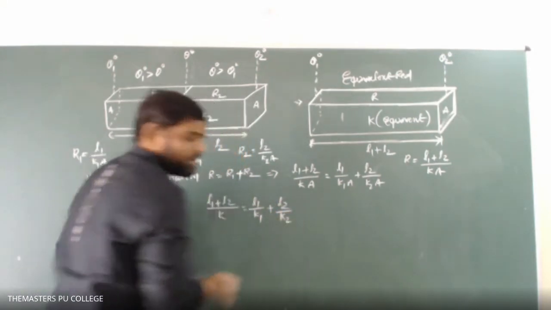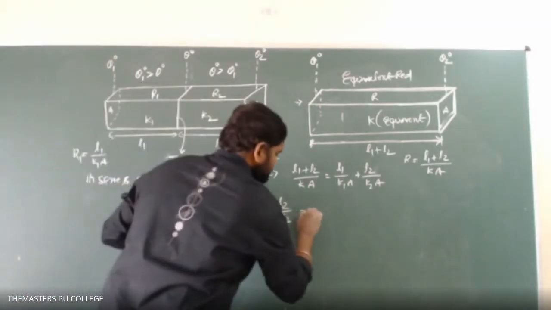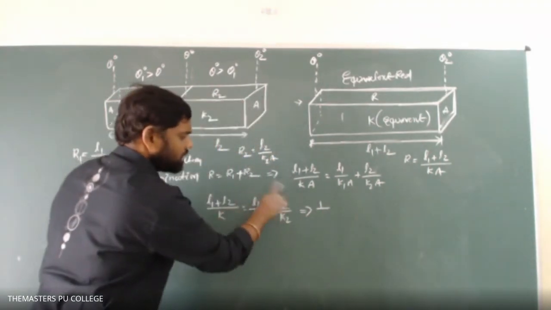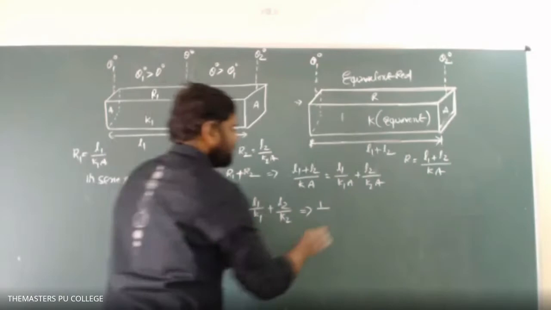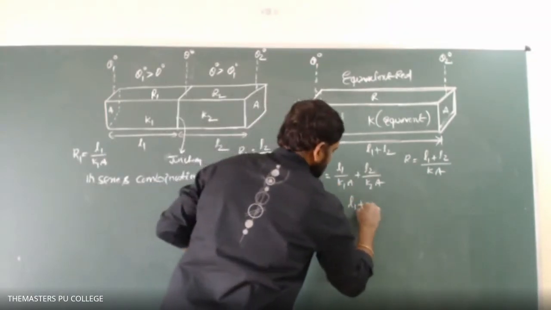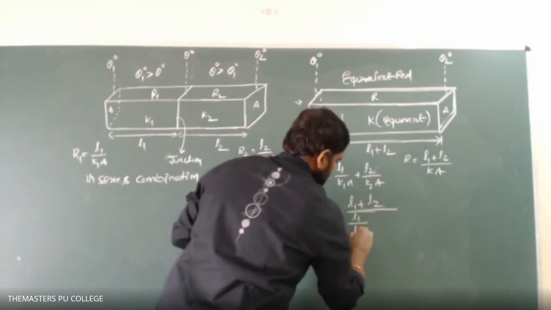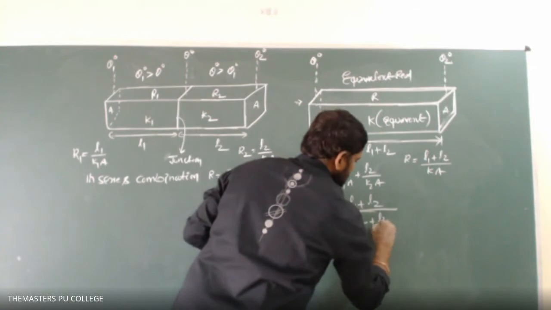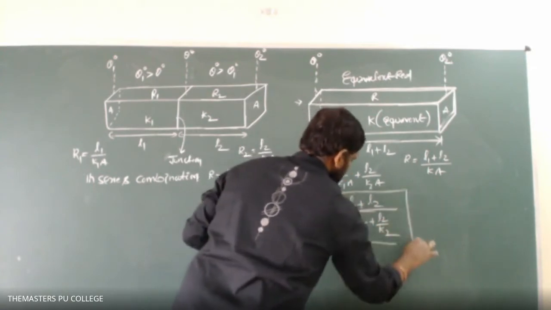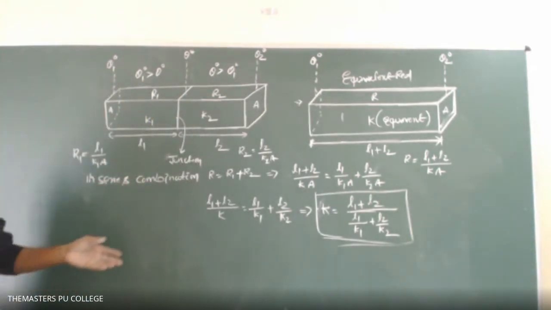So till here you wrote yesterday, students. From there onwards, K is taken to this side and this entire term is brought to the other side. Then K equals L1 plus L2 upon L1 by K1 plus L2 by K2. So this is the coefficient of equivalent thermal conductivity in series. This is also to be written, students.